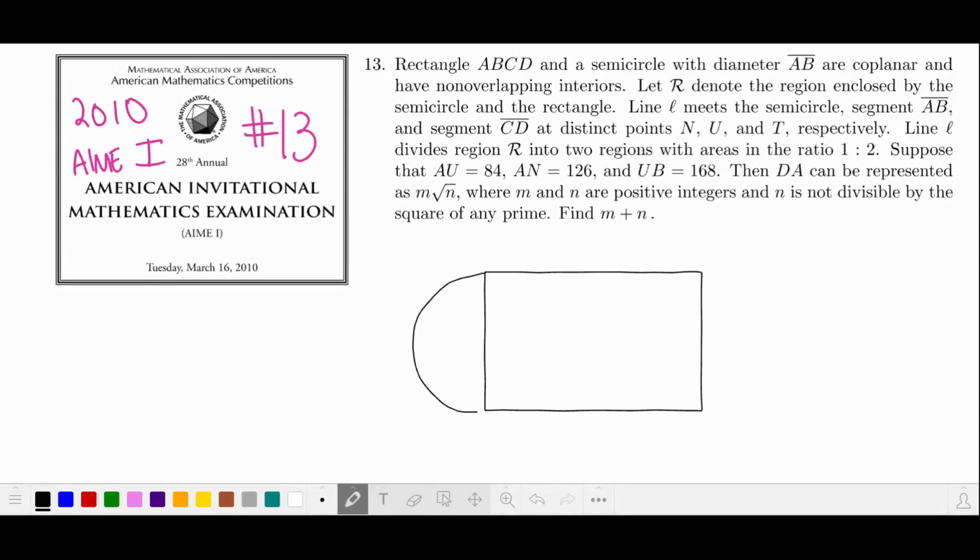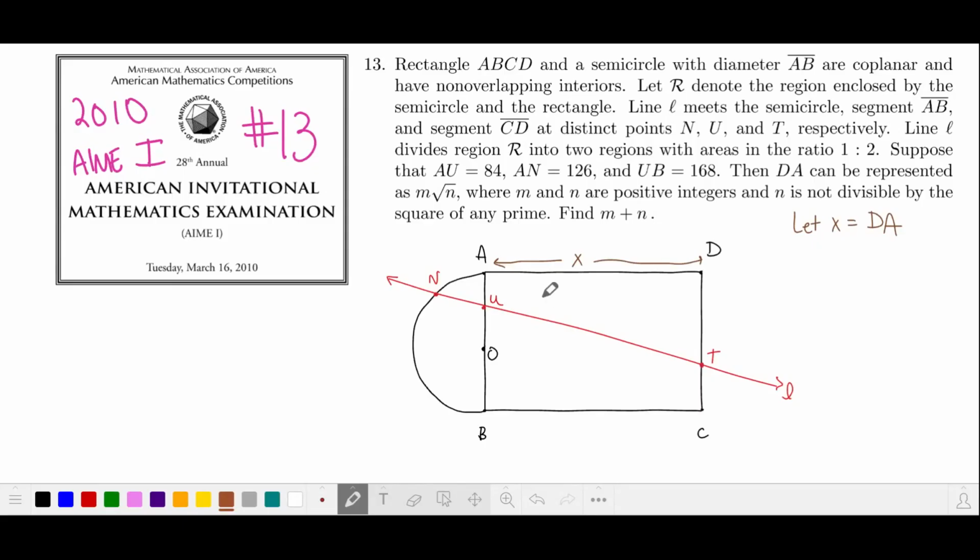Here's our rectangle and the semicircle with diameter AB. We'll let O be the center of our semicircle, and we'll let X be DA. So we're going to find X. Here's our line L that intersects the semicircle at N, segment AB at U, and segment CD at T.